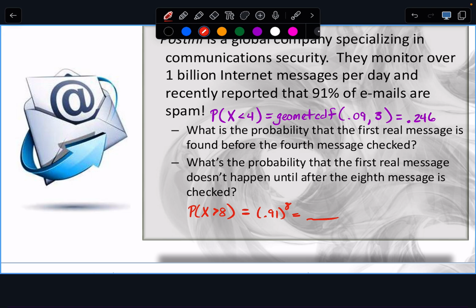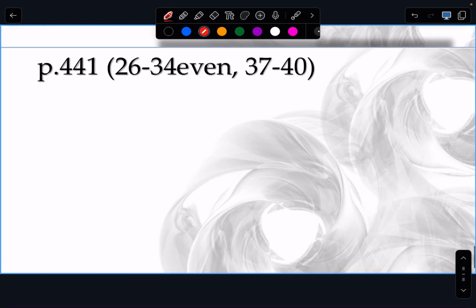And that's it for geometric. So here are the problems I want you to try out.